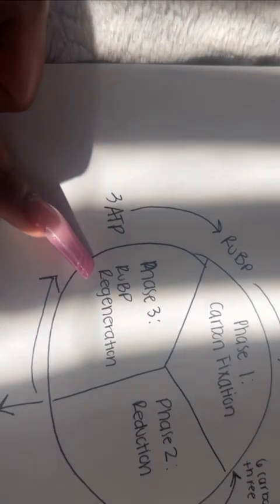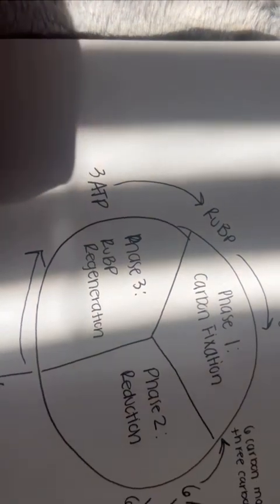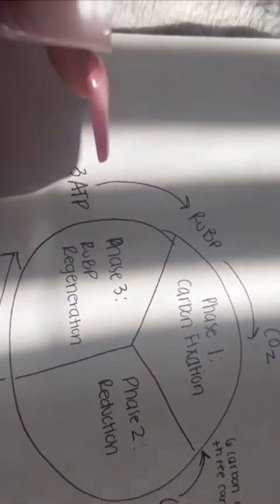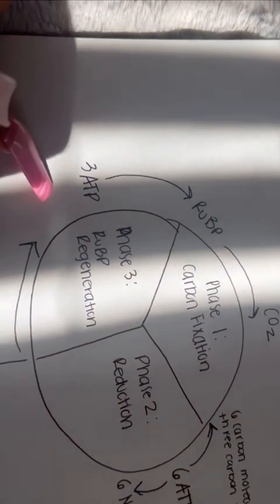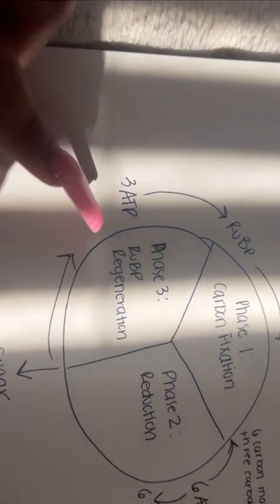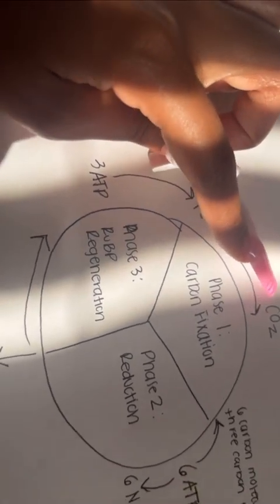RuBP regeneration occurs at the very end so that the cycle may begin after receiving fixed carbon from carbon dioxide, and ATP is used to bind the remaining G3P molecules, which eventually join together with CO2. And that's the process of photosynthesis.